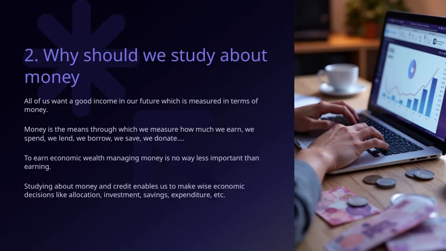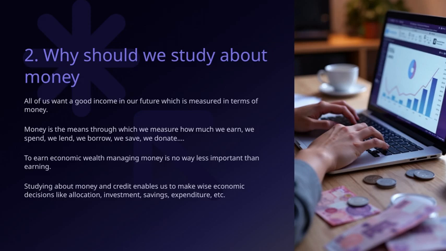Studying about money and credit helps us make wise economic decisions, such as how we allocate our resources, invest wisely, save effectively, and manage our expenditures. These decisions are crucial because they directly impact our financial well-being. To earn economic wealth, managing money is just as important as earning it. Without good money management skills, even earning a lot of money can be ineffective in building wealth.